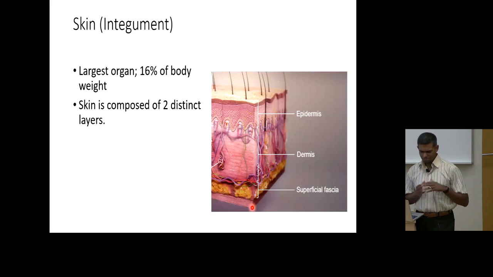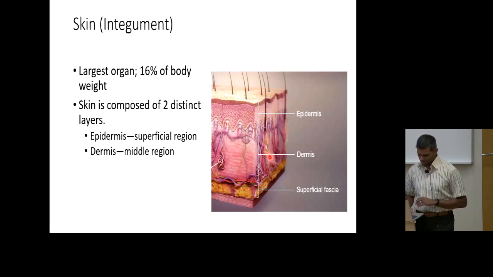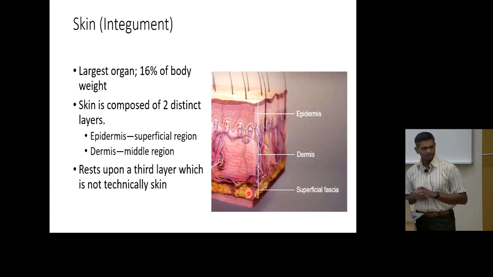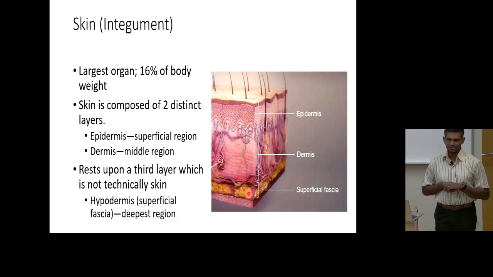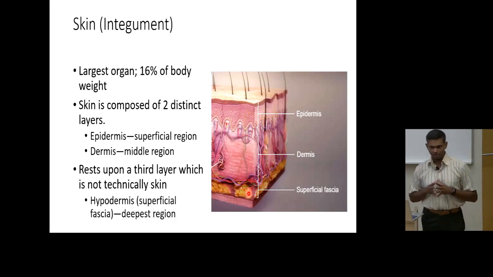And the skin is made up of two distinct layers. The outermost layer is the epidermis, and then below that, or deeper to that, you have the dermis. And deeper to the dermis, you have the hypodermis, also known as the superficial fascia. But technically, it's not part of the skin.